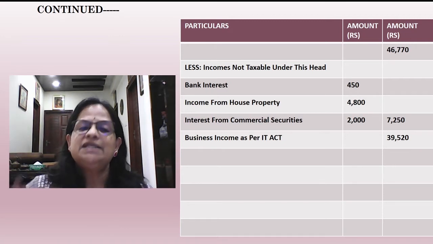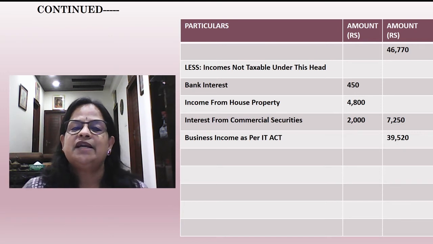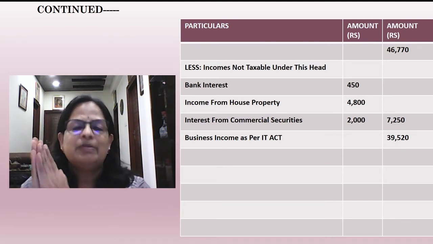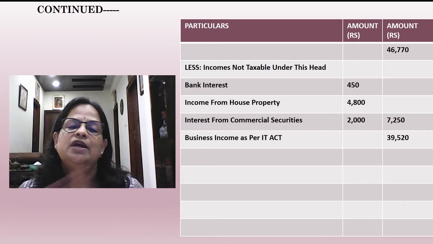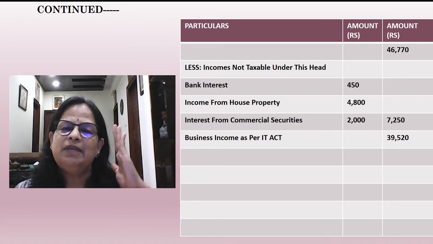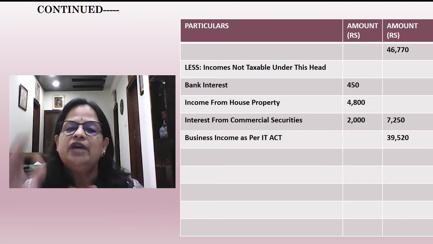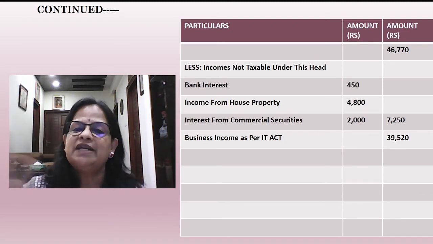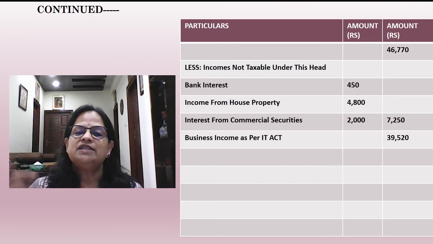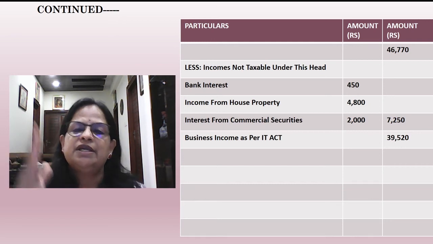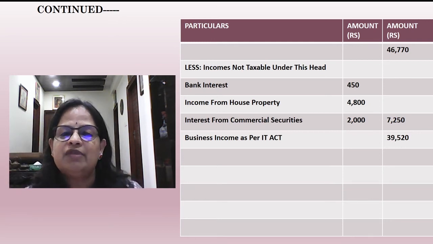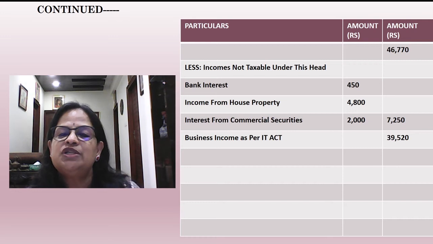Now, less incomes not taxable under this head. From where will you get these items? From the credit side of the profit and loss account. Last slide we completed the debit side of the profit and loss account and additional information. Now here, we are going to see the credit side. Incomes not taxable under this head: bank interest, I told you it should go to income from other sources. Income from house property should be treated under house property income. Interest from commercial securities should go to income from other sources.